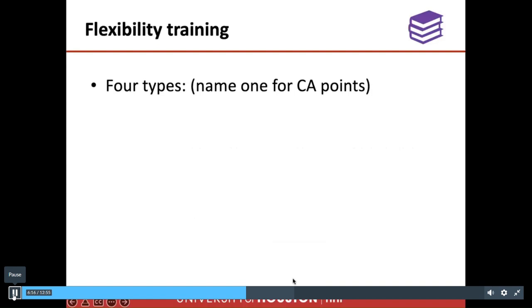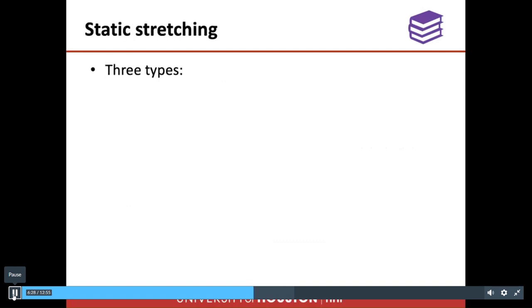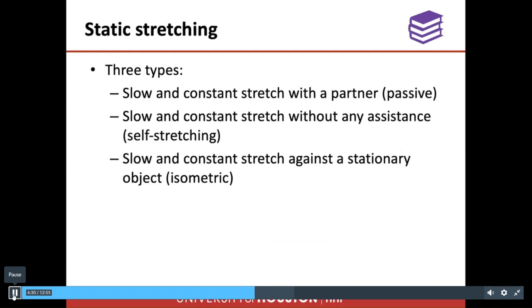Getting into flexibility training, there's 4 types: static, which is the most common, ballistic, proprioceptive neuromuscular facilitation, abbreviated as PNF, and dynamic. Starting with static, there are 3 types. We have slow and constant stretch with a partner, that's passive. Slow and constant stretch without any assistant, that's self-stretching. And slow and constant stretch against a stationary object, that's isometric.